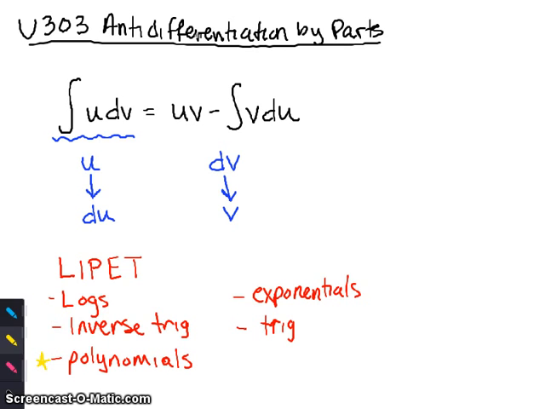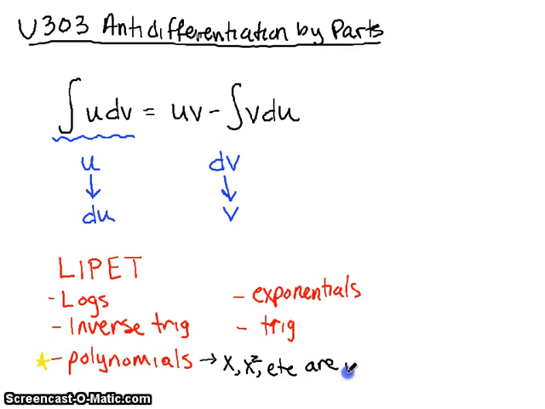Now, the big one, the one that's going to happen more often than not, is polynomials. The one thing we need to remember about polynomials is that x just by itself, or x squared, etc., are polynomials. The majority of the time, our u is going to be something like x or 3x to the third. So logs, inverse trig, polynomials, exponentials, trig, in that order, are how we pick our u for antidifferentiation by parts.